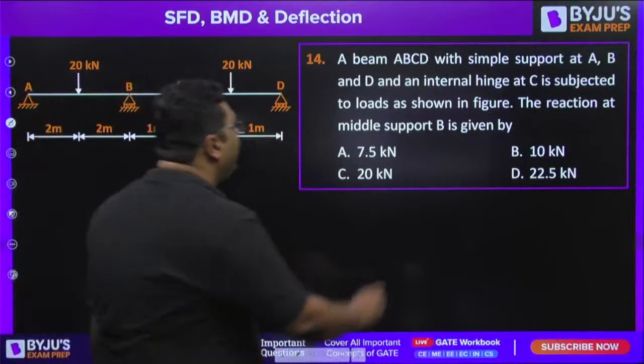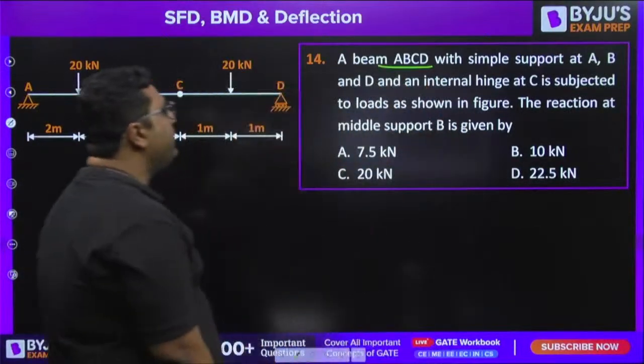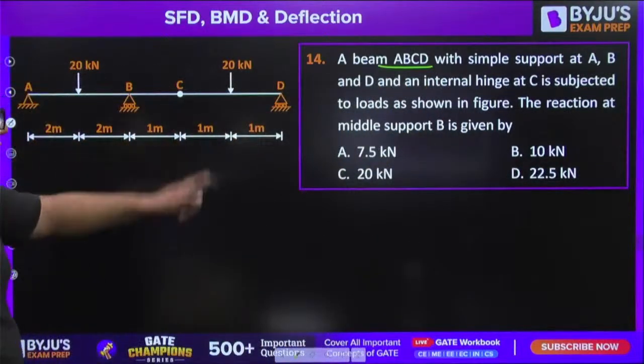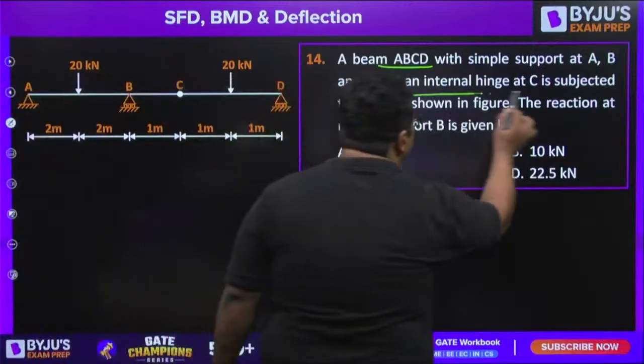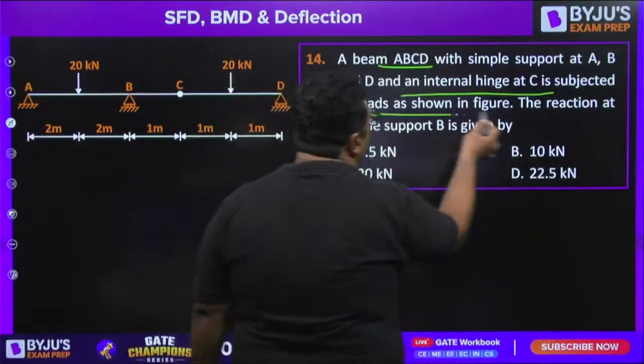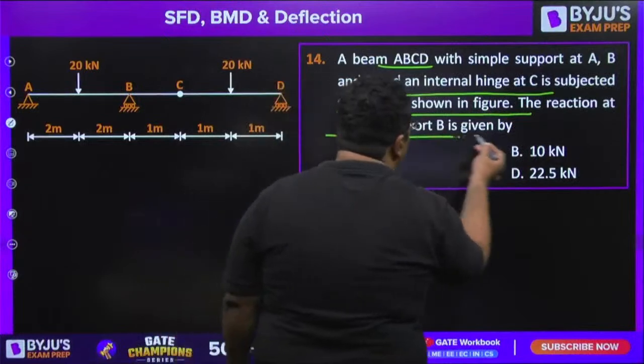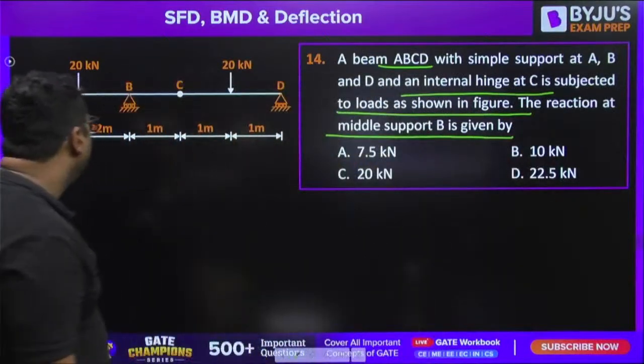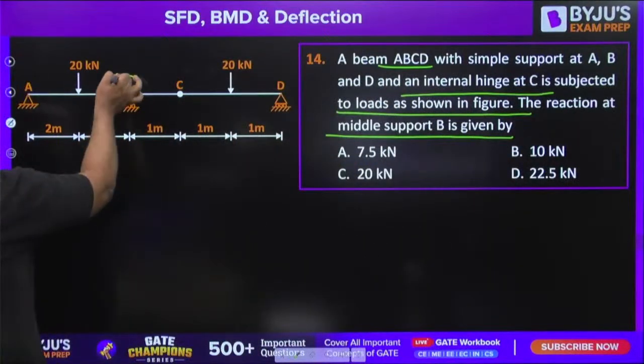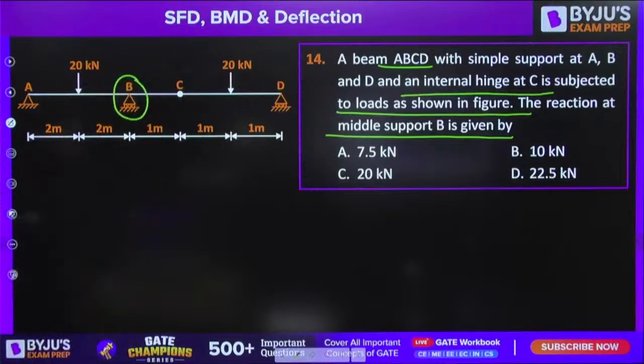So a beam ABCD with simple supports at A, B and D, an internal hinge at C is subjected to the loads. The reaction at middle support B is given by. You need to find out the reaction at B. Yes, guys, so try to solve this.